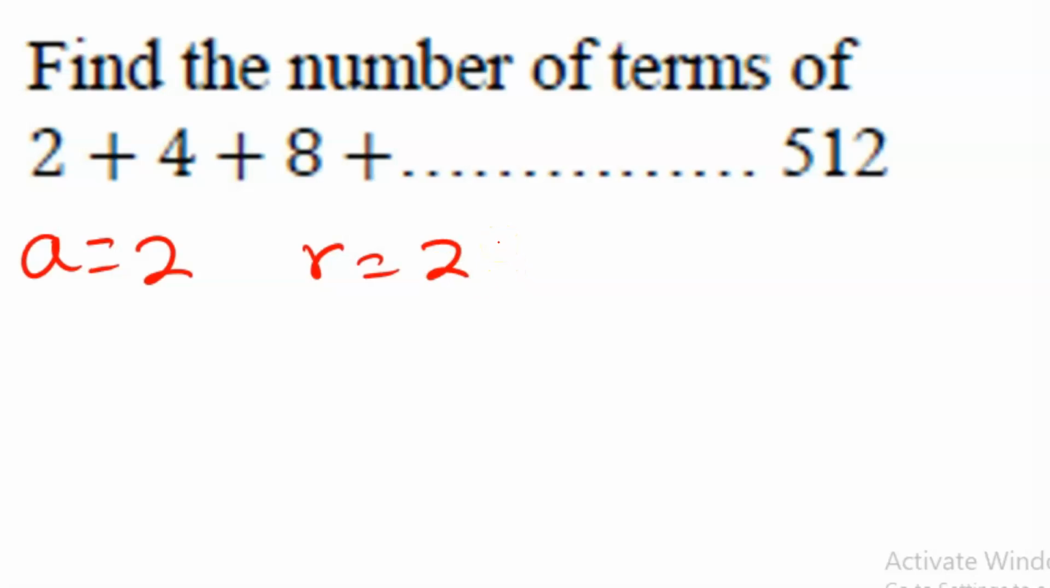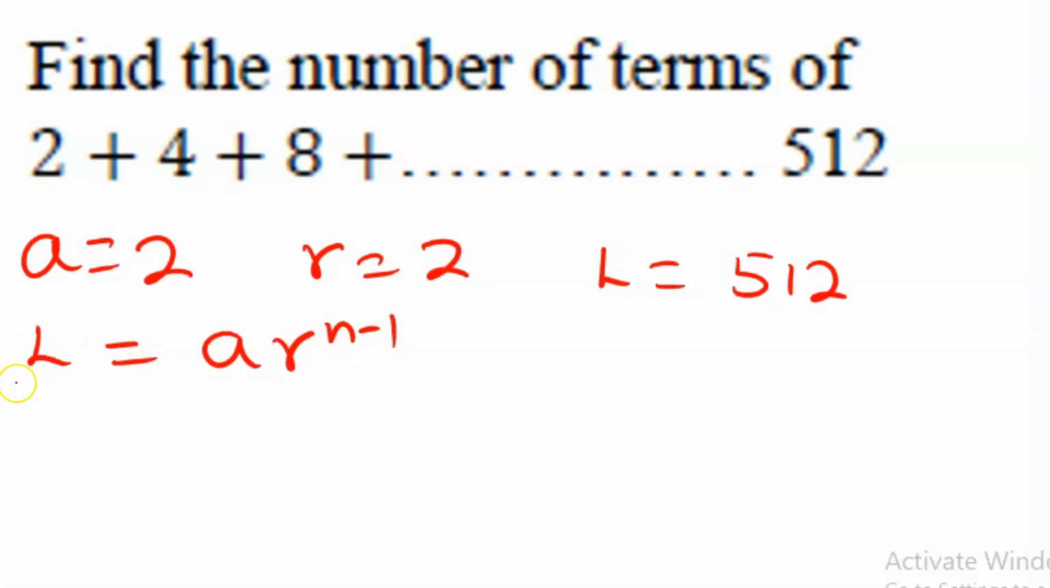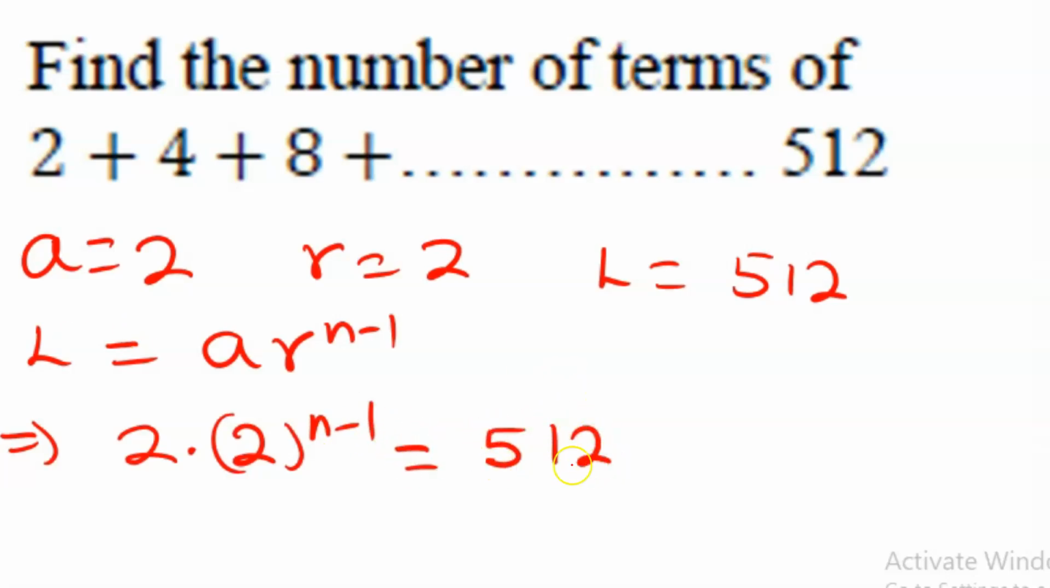Now remember, the nth term is the same as the last term. So we have the last term to be 512. So the last term is given by ar^(n-1). So this implies that, let's substitute the values. 2 times the common ratio, 2 raised to the power n minus 1, is equal to the last term, 512.